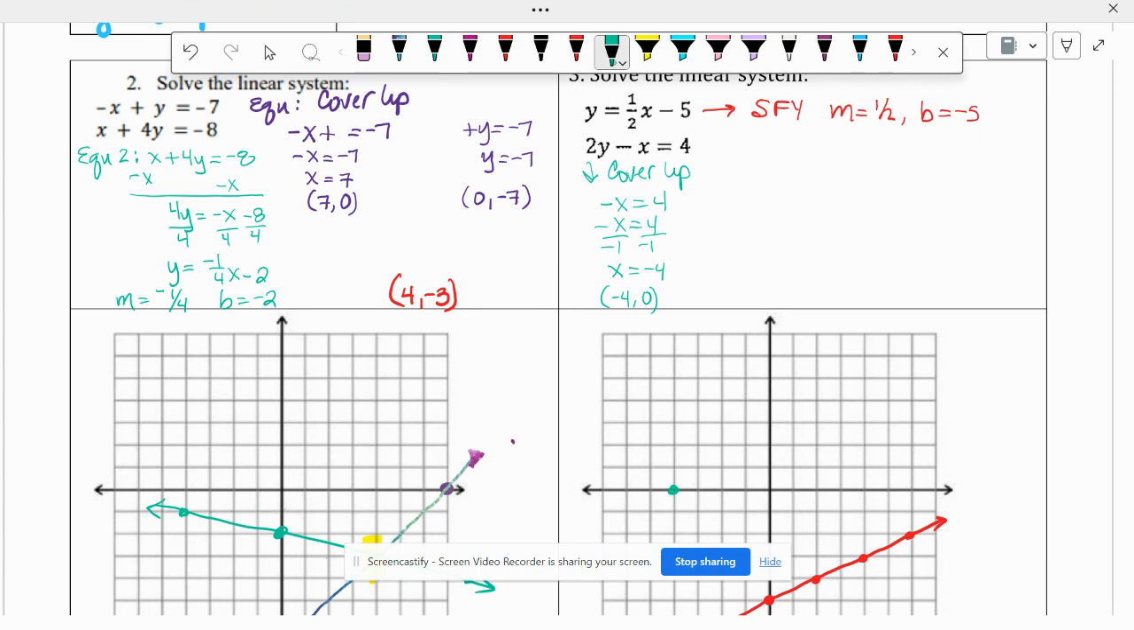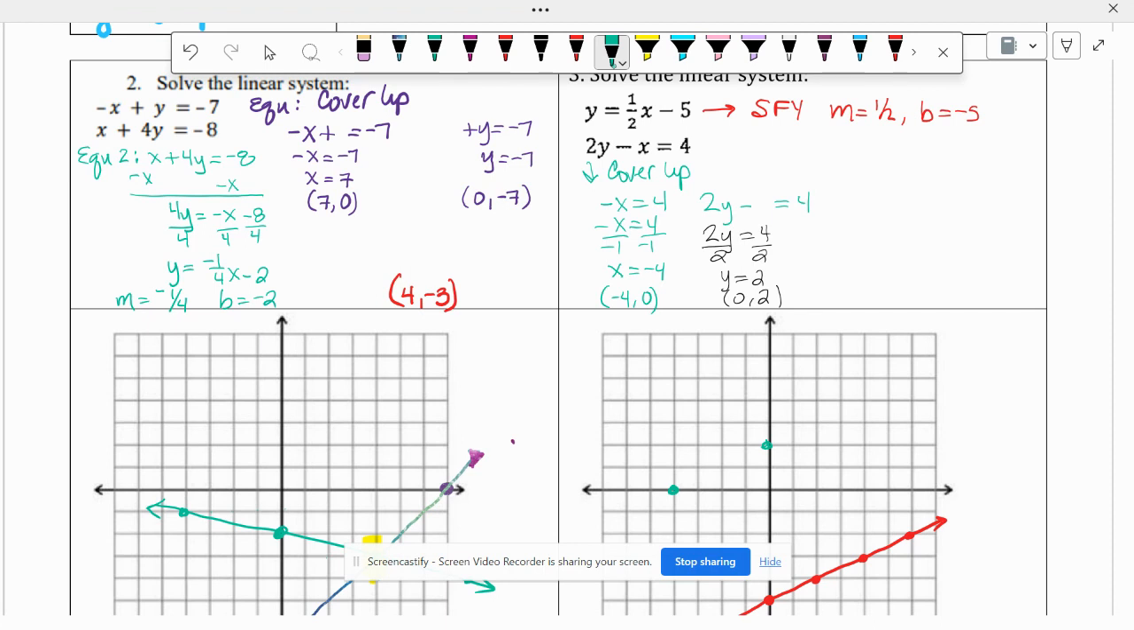Again, I can use the cover-up method. 2y minus x equals 4. And if I want to find the y-intercept, I cover up the x term. And that leaves me with the equation 2y equals 4. Divide both sides by 2. y equals 2. So that's the ordered pair 0, comma 2. So 0, comma 2 right here.